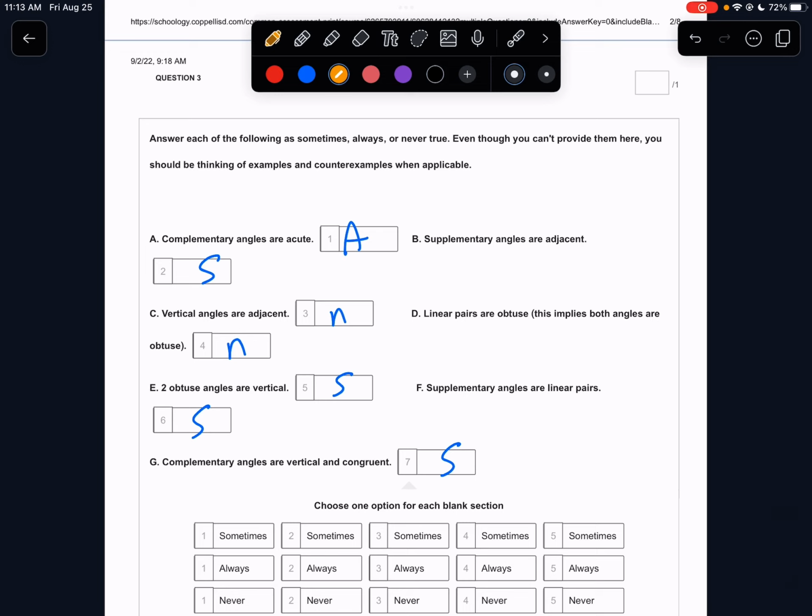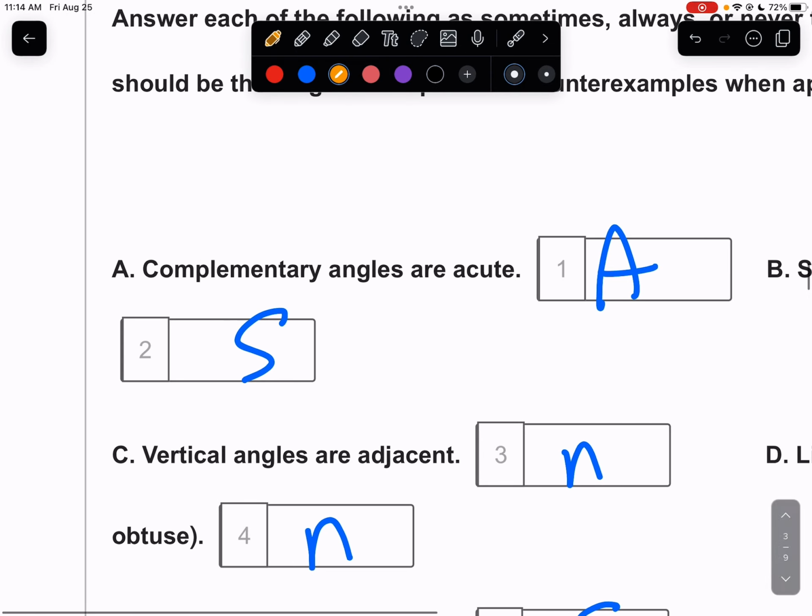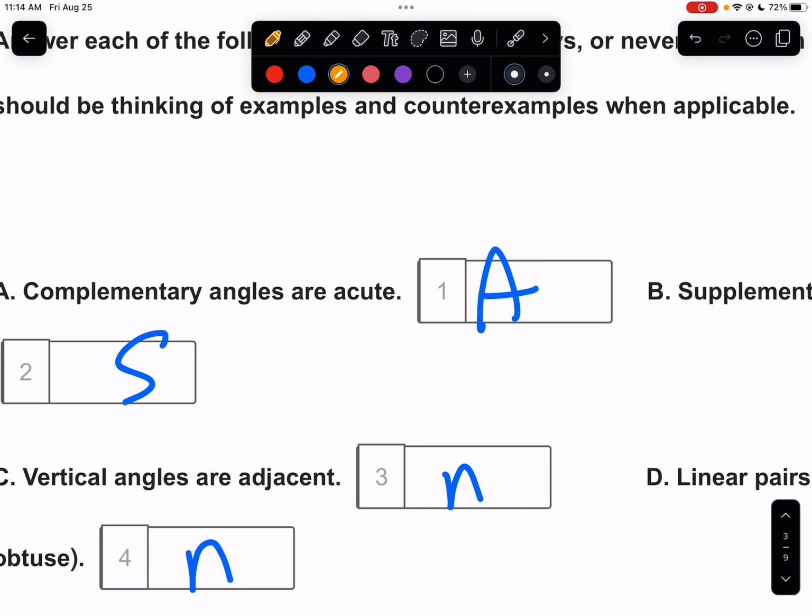The answer to each of the following is sometimes, always, or never true. Even though you can't provide them here, you should be thinking of examples and counterexamples. Okay, well, we'll do that. And I already have the answers written in here, but we'll talk about them. Complementary angles are acute. So here is a right angle.